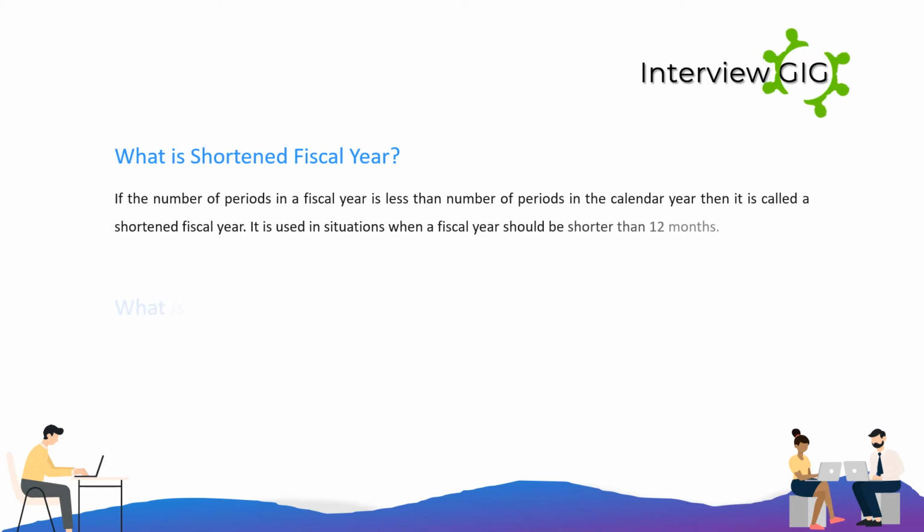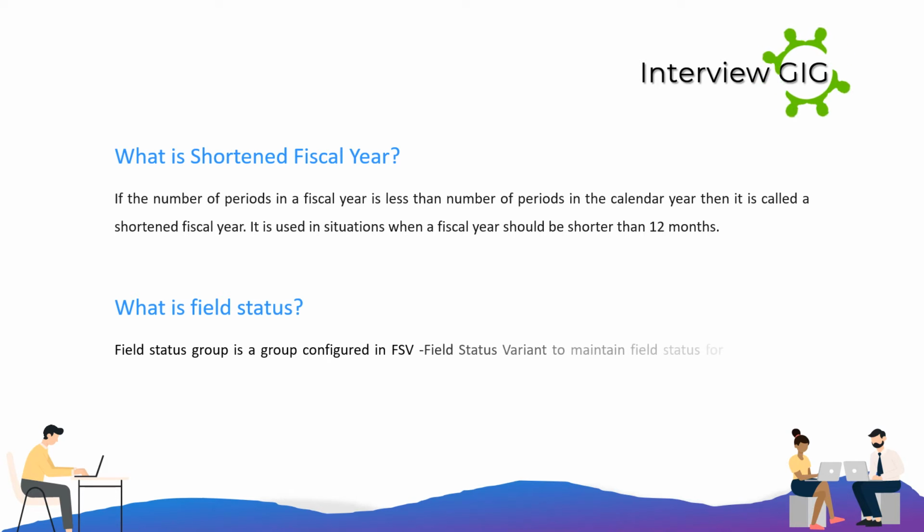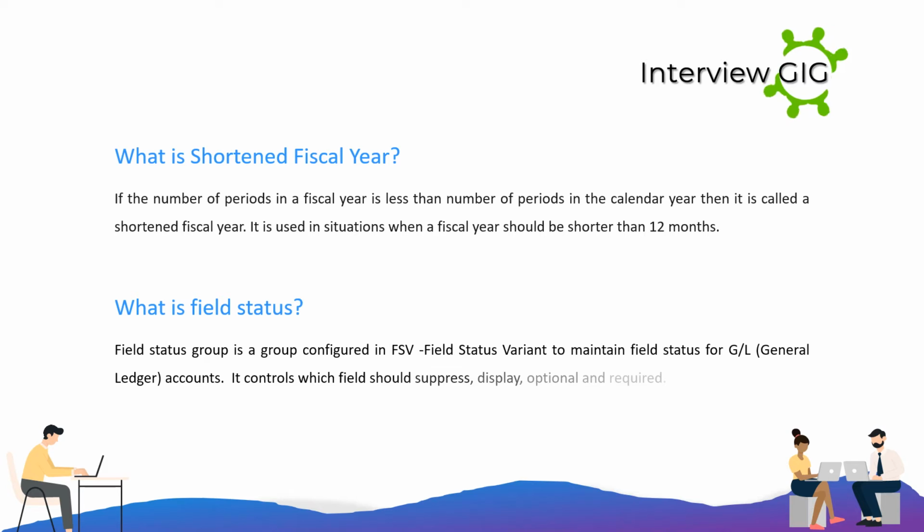What is field status? A field status group is a group configured in the FSV, field status variant, to maintain field status for GL, general ledger, accounts. It controls which fields should be suppressed, displayed, optional, and required.